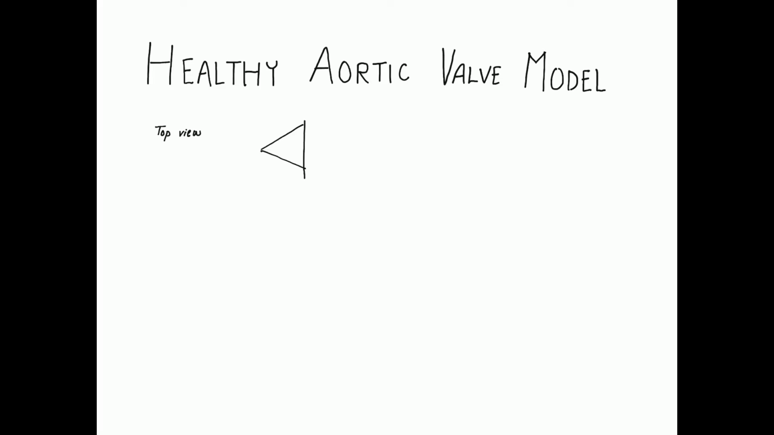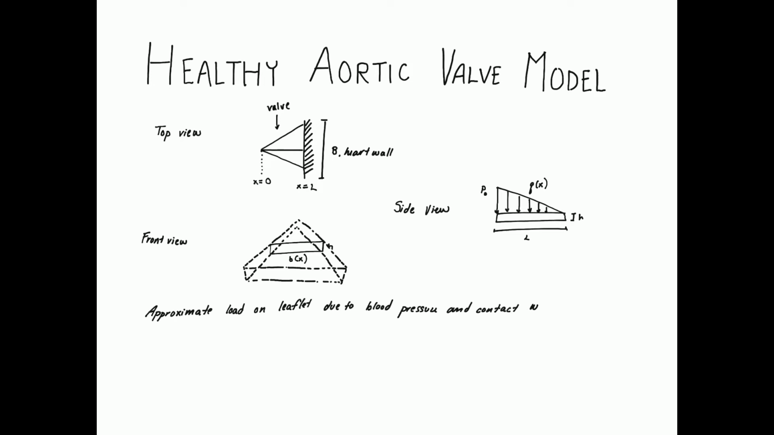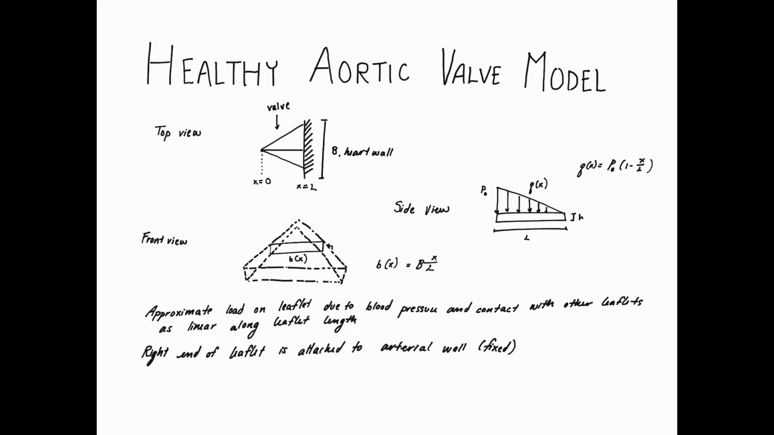We modeled our aortic valve leaflet to be a Lehigh material, and we assumed that the curvature of the aortic wall was insignificant, such that the leaflet is triangular. We also approximate the load on the leaflet due to blood pressure and contact with other leaflets to be linear across its length, and that the right end of the leaflet is attached to the arterial wall and fixed.